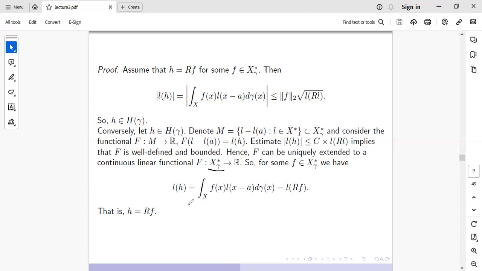L of h, which is the same as f of L minus L of a, must be equal to the inner product in L2 of this function and some element of X star. That is, we represented h as the value of the covariance operator. Okay, so this is an important result, that the Cameron-Martin space of the Gaussian measure coincides with the image of the covariance operator, but not of the space of linear functionals, but its closure in L2.